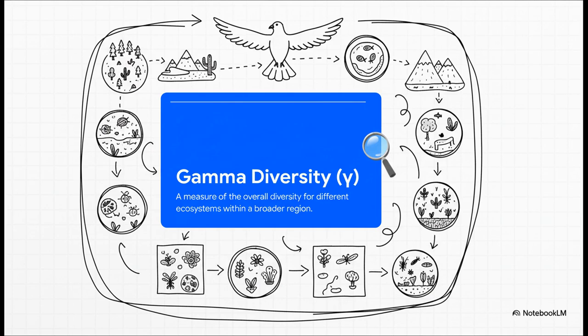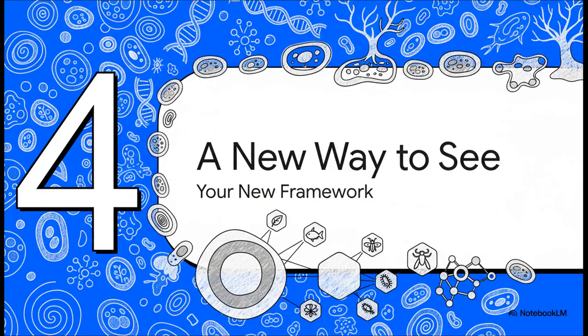And finally, the big one. We zoom all the way out for the bird's eye view. This is gamma diversity. This is the total overall biodiversity across a huge region that has multiple different ecosystems within it. It's basically the grand total of everything. It's all the local alpha diversities combined with all the unique beta diversities between them. It's the full picture.